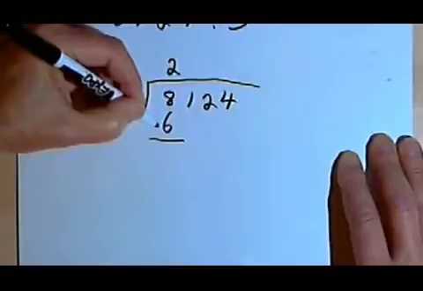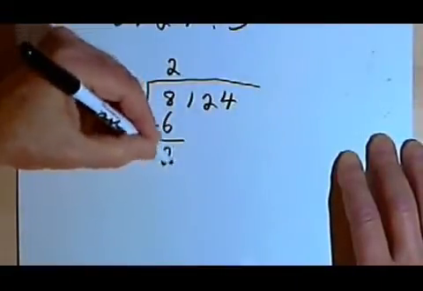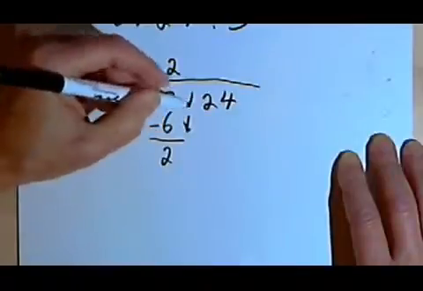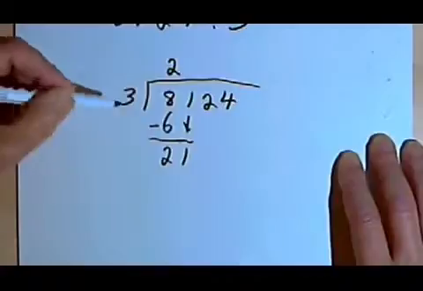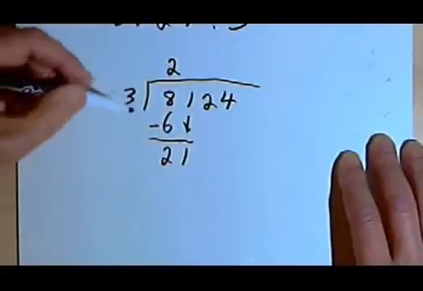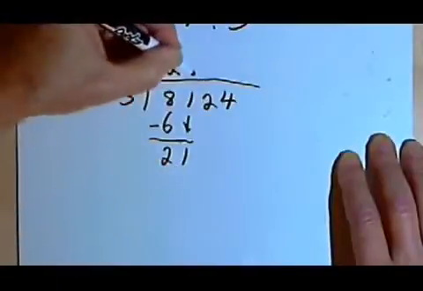After I multiply, I subtract. So 8 minus 6 is 2. And then I bring down. I'm bringing down the 1 that's in the next column. So I've got 21. Now I start the process again. 3 divided into 21 goes 7 times.